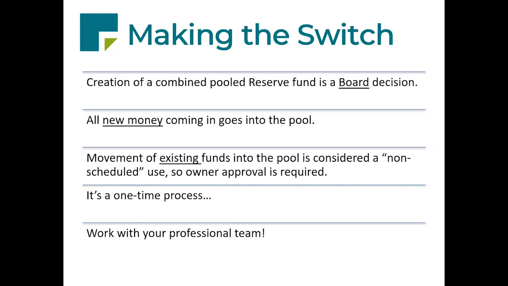However, if the board wants to move money from the existing straight line accounts into the new pooled fund, money that was collected in prior years that they want to put into the pool, that is when the owners would have to vote and approve it. Basically the same idea as moving funds from one straight line account to another. The state views it as what's called a non-scheduled use of those reserve funds. So the same voting process is required as if you were moving money from painting to elevator reserves, for example.